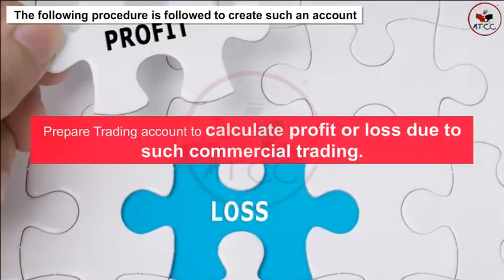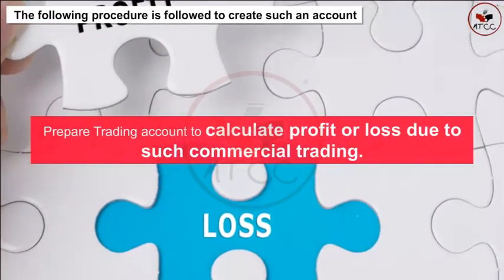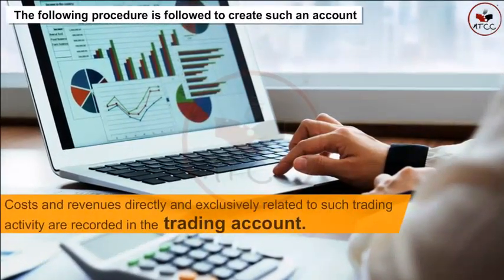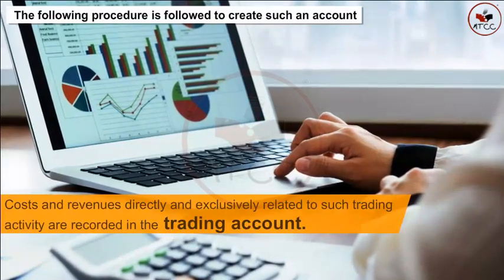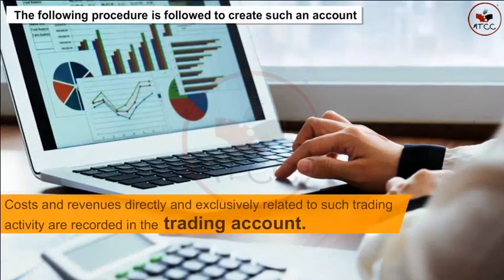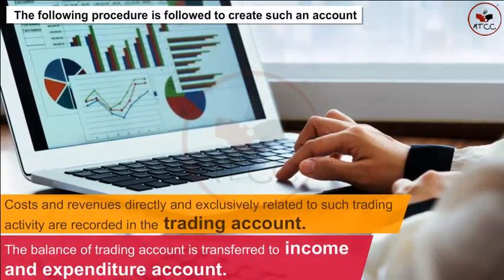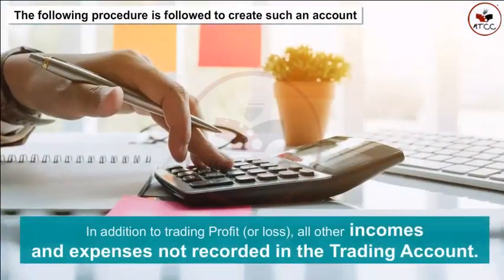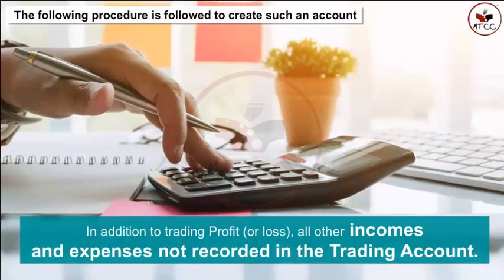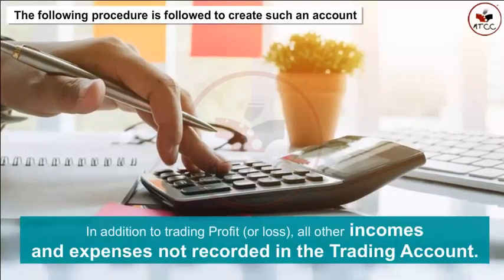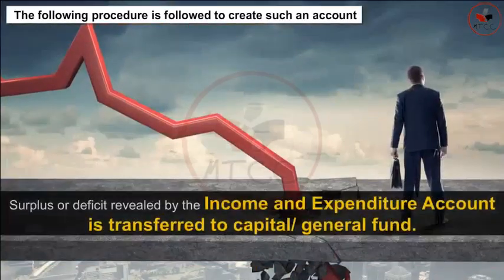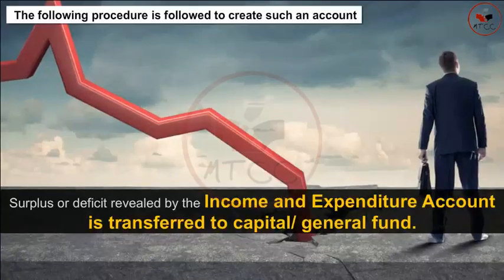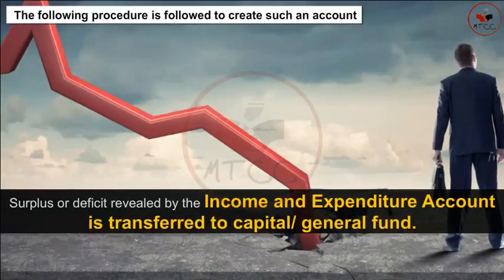Prepare a trading account to calculate profit or loss due to such commercial trading. All costs and revenues directly and exclusively related to such trading activity are recorded in the trading account, and the balance of the trading account is transferred to the income and expenditure account. In addition to trading profit or loss, all other incomes and expenses not recorded in the trading account are recorded, and the surplus or deficit revealed by the income and expenditure account is transferred to the capital or general fund.